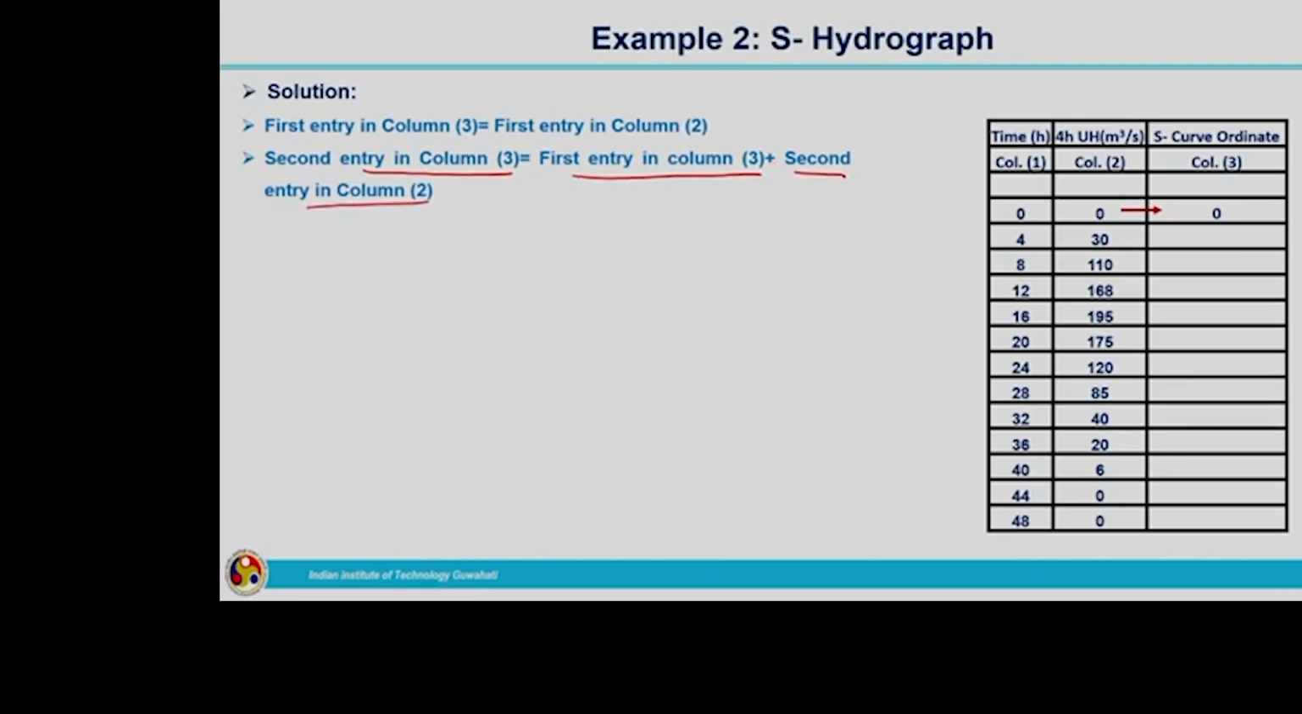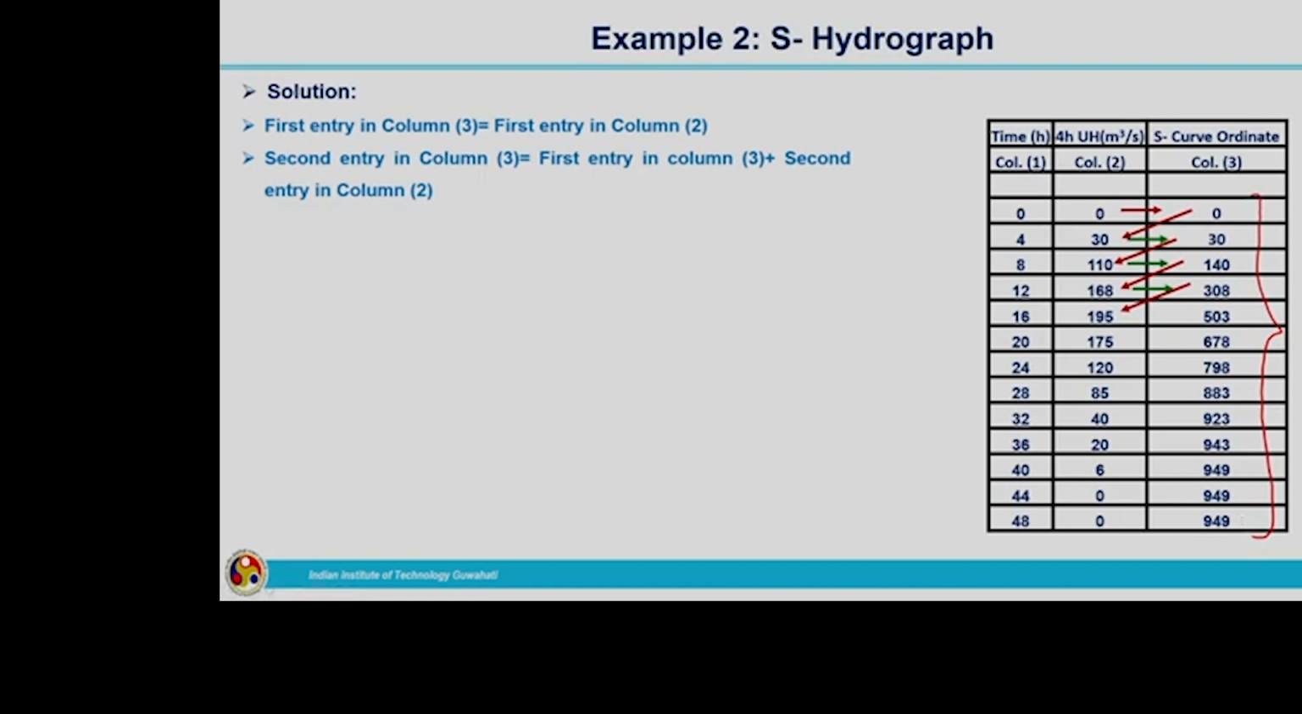Here what we are going to do? We are going to add 0 and 30. It will be giving the S curve ordinate corresponding to time t is equal to 4 hours. Same step will be repeated. 30 plus 110 will be giving 140. 140 plus 168 will be giving us 308. This procedure we are continuing till the end of the unit hydrograph and we will get the ordinates corresponding to S curve. All the ordinates can be obtained.